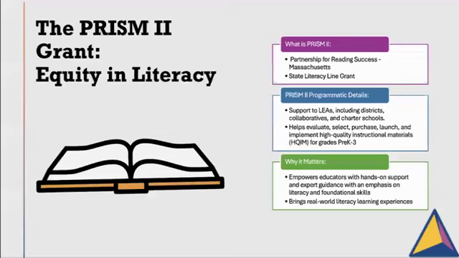If you are just hearing about the PRISM grant, it stands for Partnership for Reading Success, Massachusetts. The PRISM II and III grants will support local education agencies, LEAs, including districts, collaboratives, and charter schools, to evaluate, select, purchase, launch, and implement high-quality instructional materials. PRISM II is for grades pre-K to 3, and PRISM III is for grades 4 to 12. This grant will empower educators with hands-on support, high-quality instructional materials, and expert guidance to bring to life relevant real-world literacy learning experiences for every student.